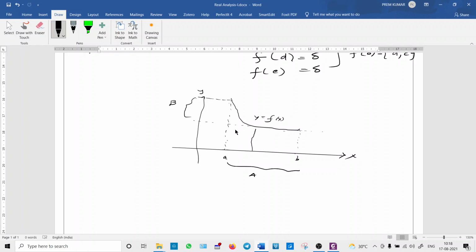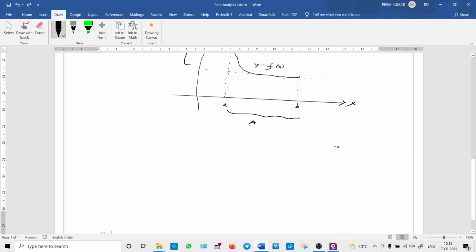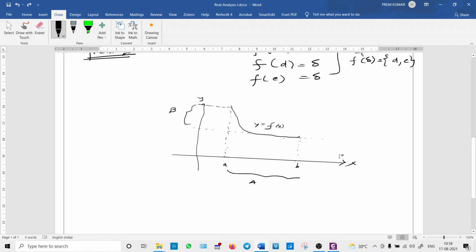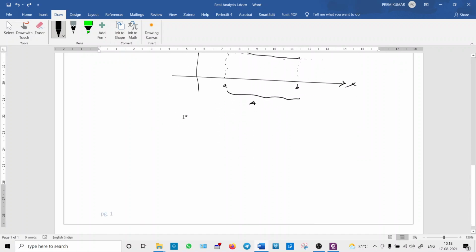Every element, if you see from the x-axis, you point it and find the image in the y-axis. And vertical line test means you draw one vertical line and see that the graph should intersect that vertical line at only one point. Then you can say that it is a function. If it is intersecting at more than one point, then it is not a function. That is called the vertical line test.